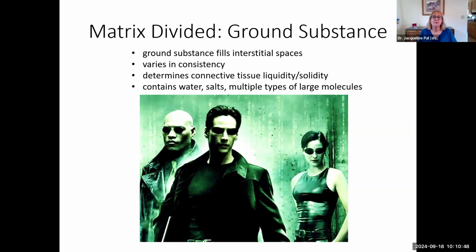And the ground substance varies in consistency. It goes all the way from a liquid to a solid. And that is going to determine what type of connective tissue we are talking about. It's not the protein fibers, but it has to do with the ground substance. And in the ground substance, all types. Yes, there's water. Yes, there's salts. Yes, there's multiple types of large molecules. No, we're not really going to go into detail of any of that.